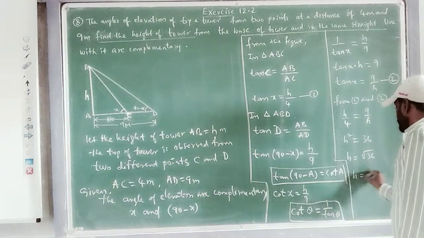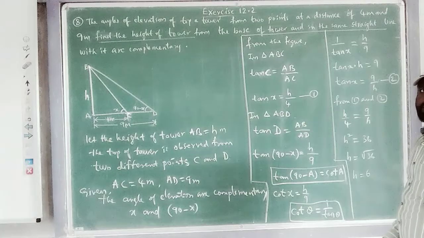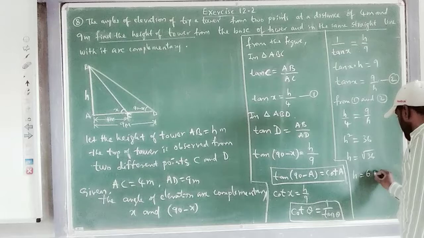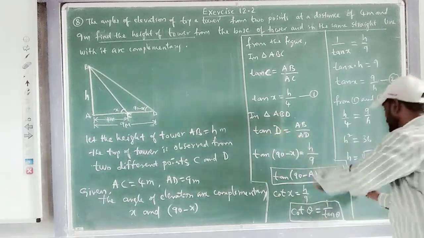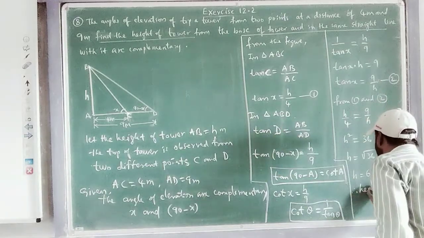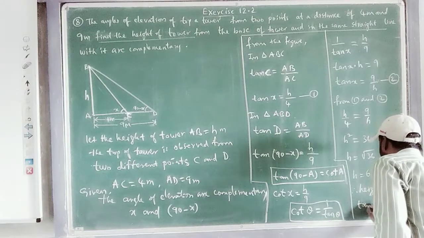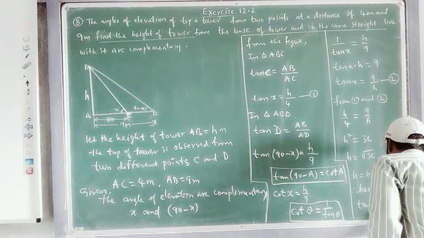Now h is equal to the square root of 36, which is 6, because 6 squared is 36. That is why the square root of 36 is 6 meters. H is the height of the tower. Therefore, the height of the tower is equal to 6 meters.